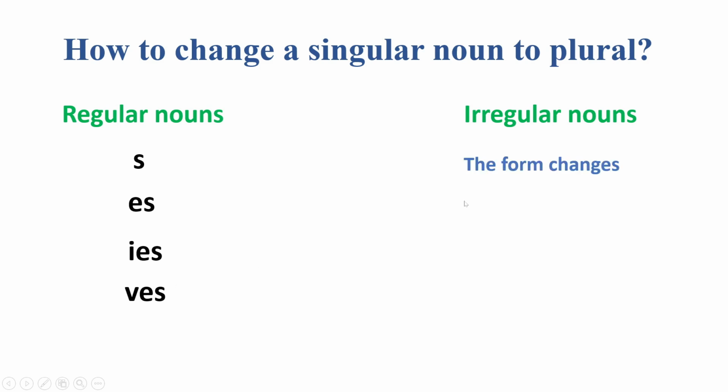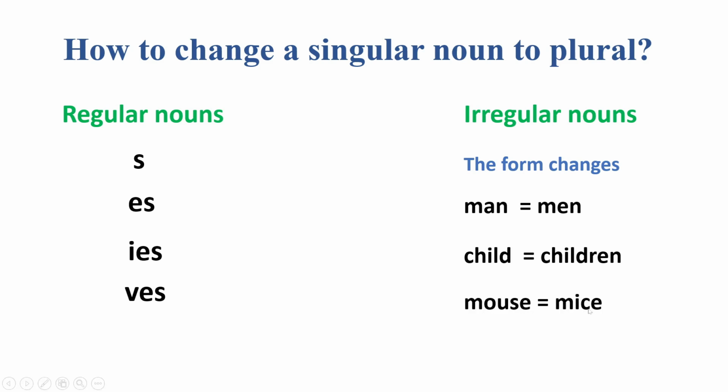But for irregular nouns, there is not any rule, like these examples. Man, which means one man. Men, which means more than one. Child, which means one. Children, which means more than one child. Mouse, mice. So these are the examples of irregular nouns. You see, there is not any rule to change them. Okay, now let's go to the next part of the lesson and learn how to add these letters to make a plural noun.